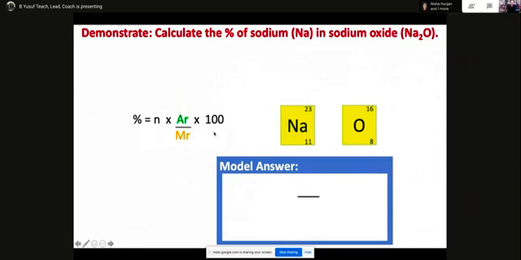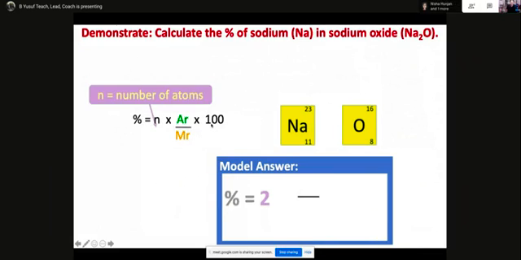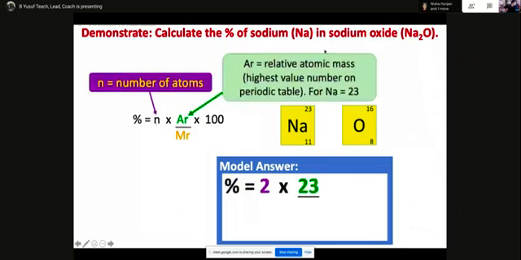This is the formula that you will always use. The percentage of the element is your number of moles of the atomic mass, relative formula times 100. Okay? So if you look at this compound, this 2 is next to the sodium. Basically means that there are 2 sodium atoms. You put that here. That's what the N stands for, okay?